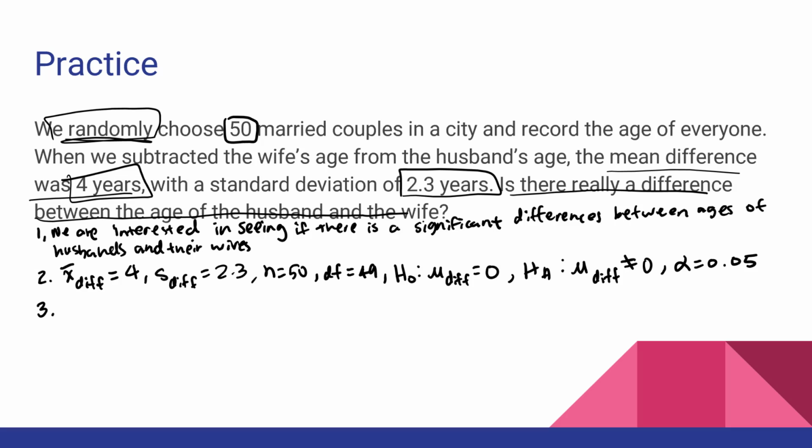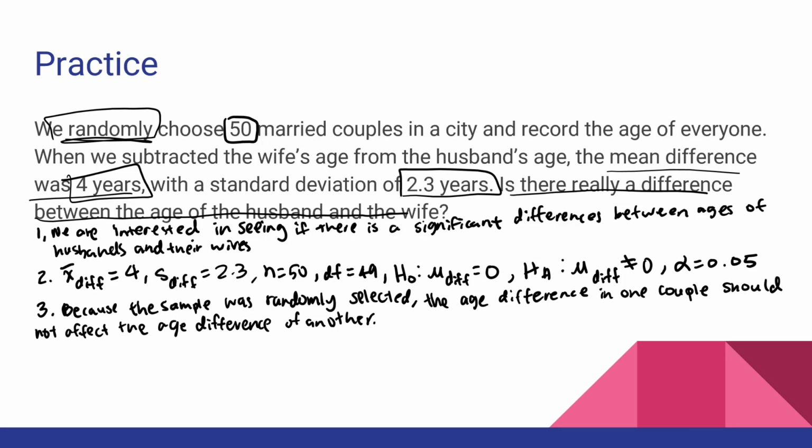That tells us that we can just combine our independence and randomization, because since the couples were randomly chosen, they definitely don't have any association with each other. Because the sample was randomly selected, the age difference in one couple should not affect the age difference of another.